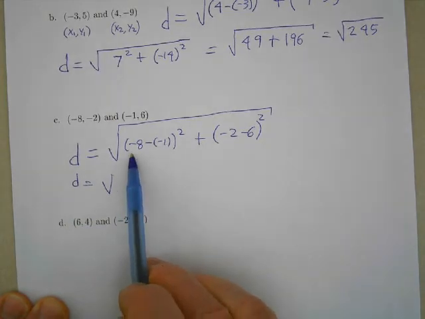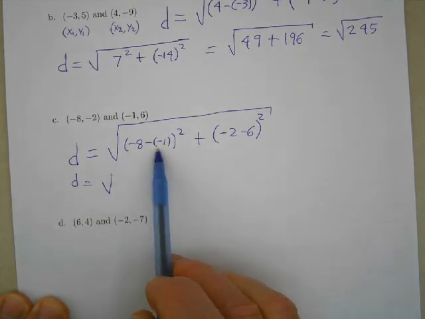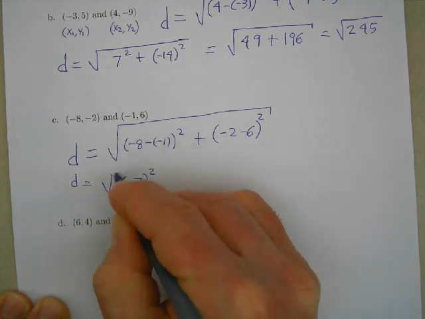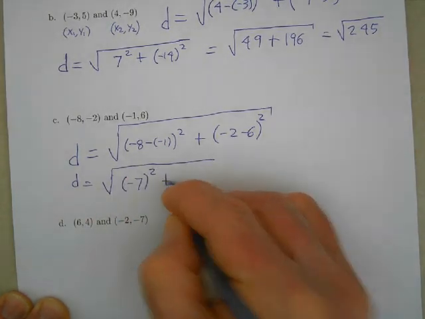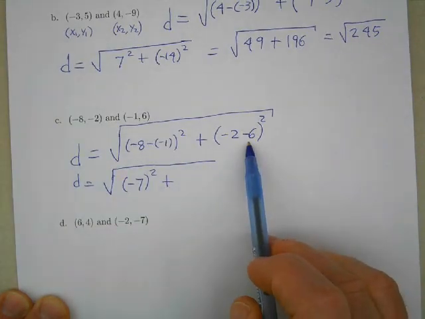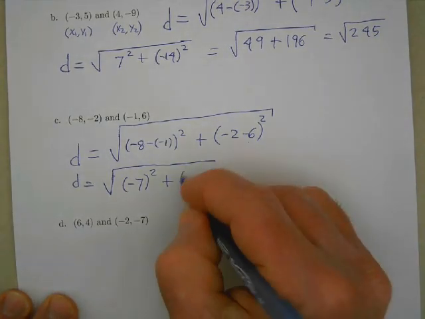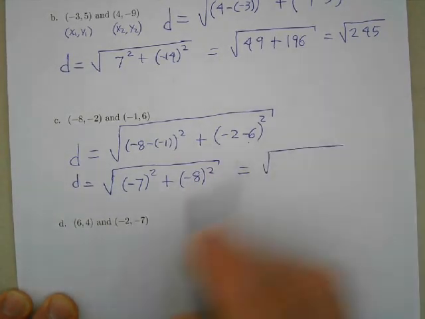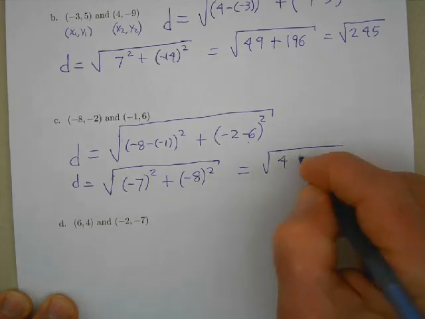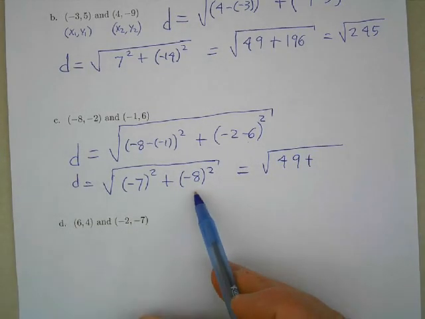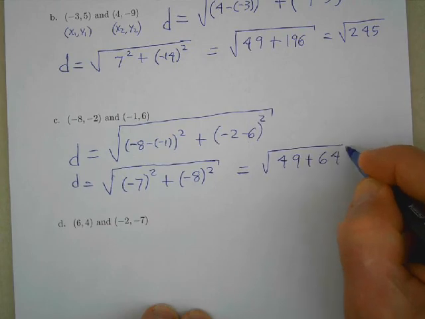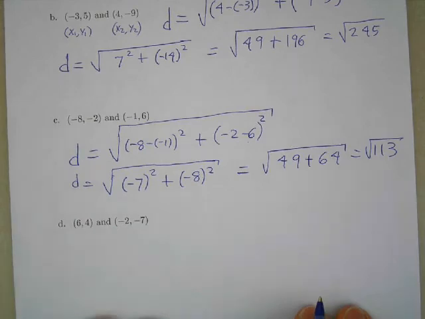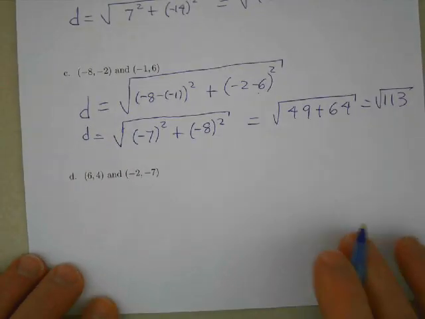So in this one, negative 8 minus negative 1 is negative 8 plus 1, so that's negative 7 squared. And then plus negative 2 minus 6 is negative 8, so we get negative 8 squared. Negative 7 squared is 49, and we're adding that to the number negative 8 squared, which is 64. And this time we get the square root of 113. Okay, one more example.